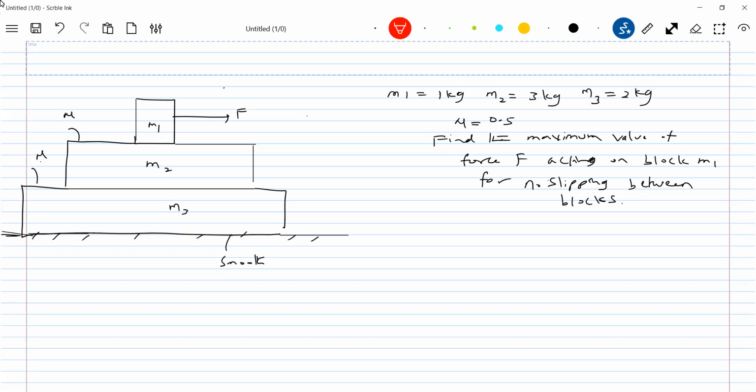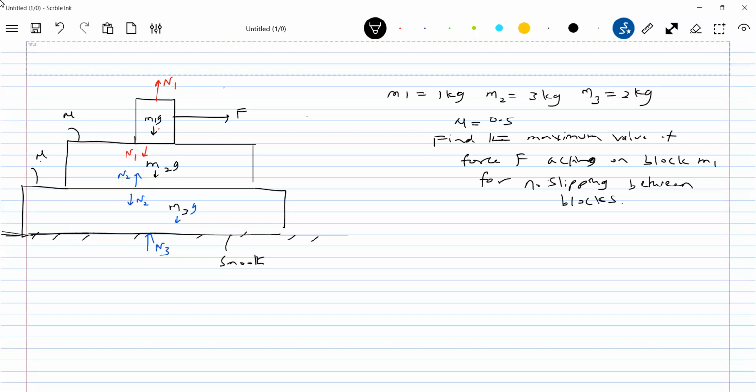The normal reaction we will take. So this will be N1, the weight of this, and here N1. M2G, and this will be N2. This will be N2, M3G, and this is N3. First, we'll calculate these values because they are needed for the calculation of friction.